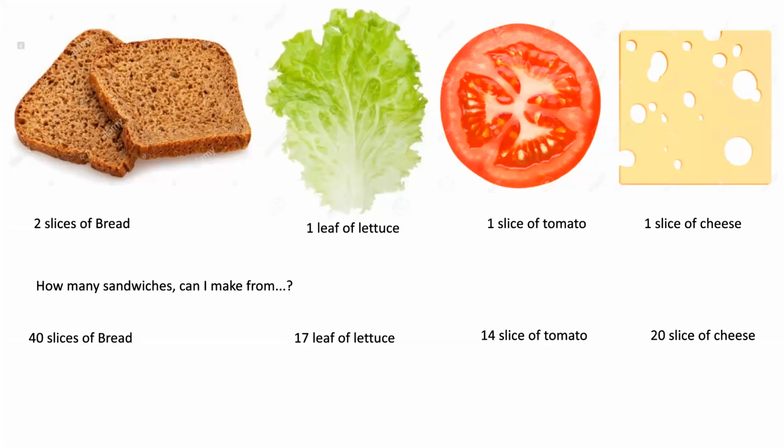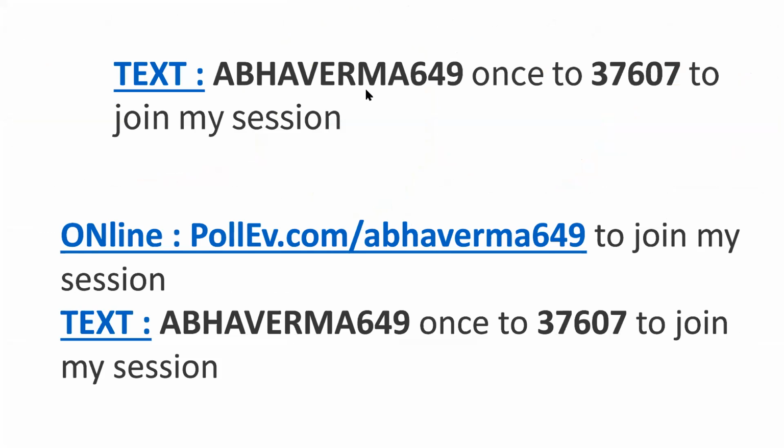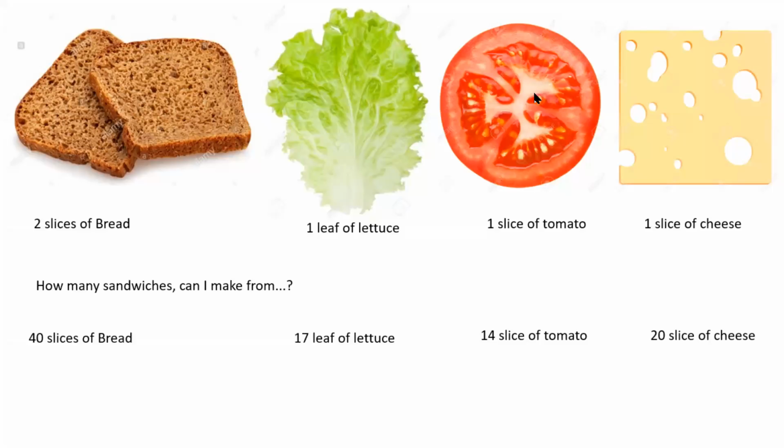Let's say that I wanted to make sandwiches and I have these starting materials. I have 2 slices of bread, a leaf of lettuce, a slice of tomato, and 1 slice of cheese. So these 4 ingredients are our 4 starting materials. From 2 slices of bread, 1 leaf of lettuce, 1 slice of tomato, and 1 slice of cheese, we can form 1 sandwich.